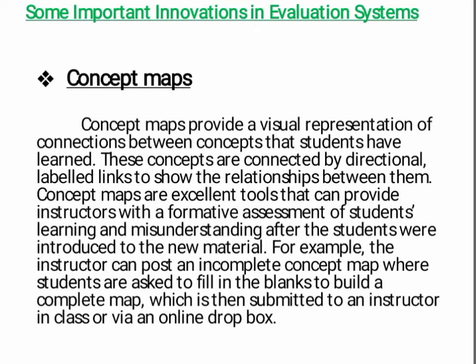Some important innovations in evaluation systems. First is concept maps. Concept maps provide a visual representation of connections between concepts that students have learned. These concepts are connected by directional labeled links to show the relationship between them.